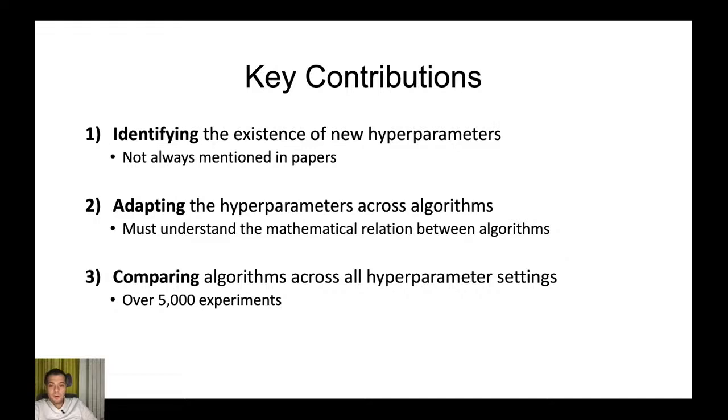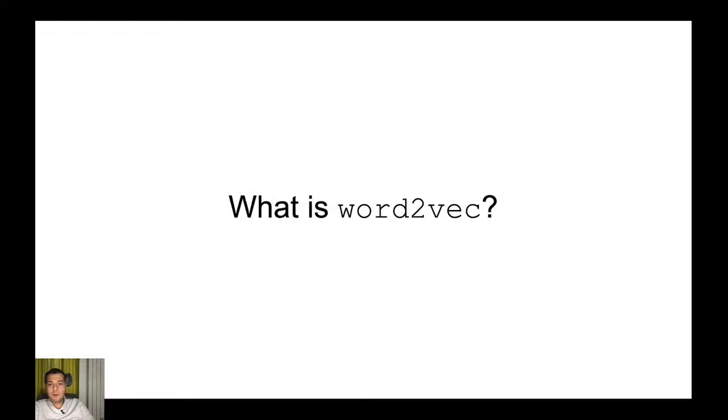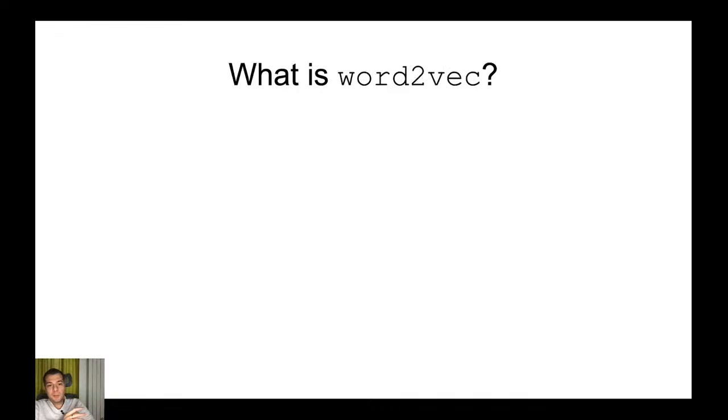They do over 5,000 experiments in which they claim to do a more fair comparison between neural algorithms and count algorithms. Basically, they claim that they do an apples to apples comparison rather than apples to oranges as before. Okay, so their interpretation of Word2Vec. We're going to do a quick recap of Word2Vec from a slightly different angle.